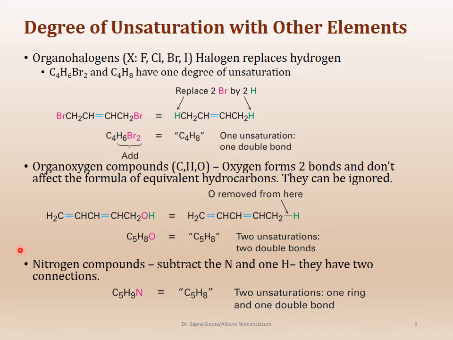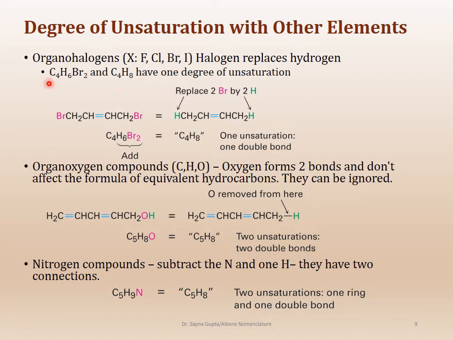Let's look at a few other things before we actually get into the examples. If you have some other elements in your compound other than carbon and hydrogen, how do you deal with the degree of unsaturation? For example, if you have halogens in there, how do you do it? You replace the halogen with hydrogen, and then you calculate the number of hydrogens you should have.